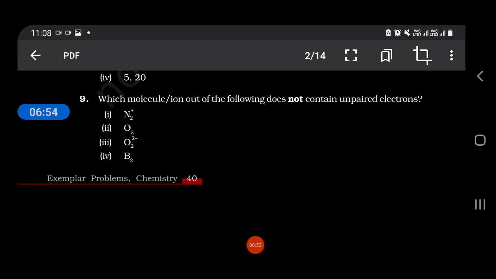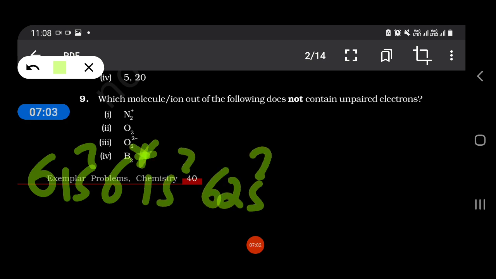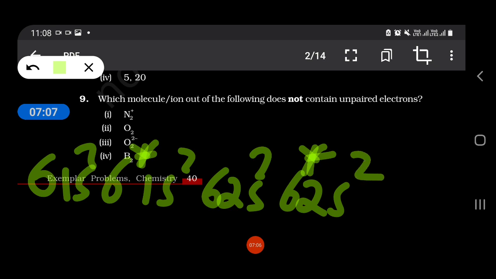We have to write the configuration here. Sigma 1s, sigma star 1s, sigma 2s, sigma star 2s.